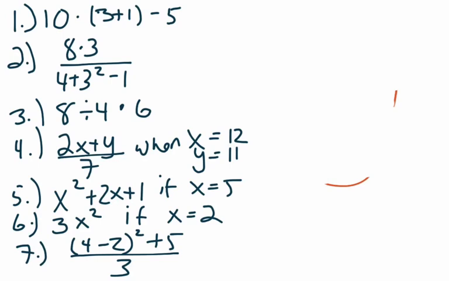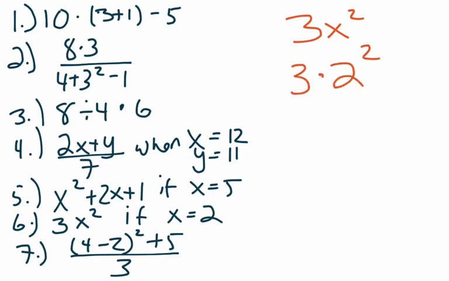is 3x squared. This one is intended to trick you a little bit. For x is equal to 2, I am going to go ahead and plug in the 2 like so. And again, watch that order of operations. You do not multiply first. Exponents have to come first. So this has to be 3 times 4 because 2 squared is 4, and your answer should be 12.